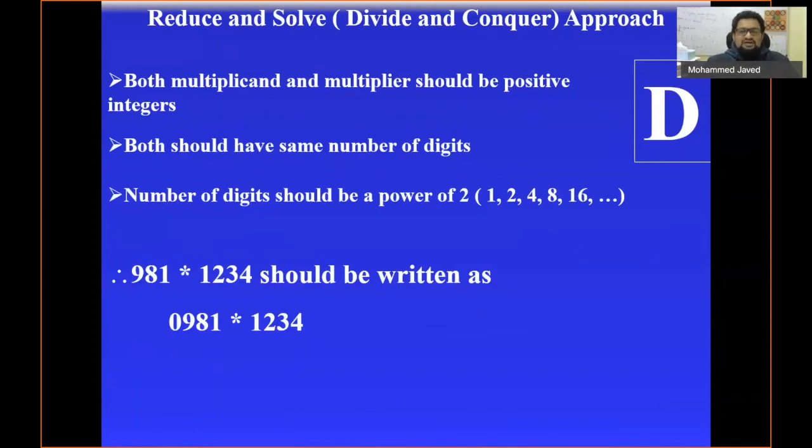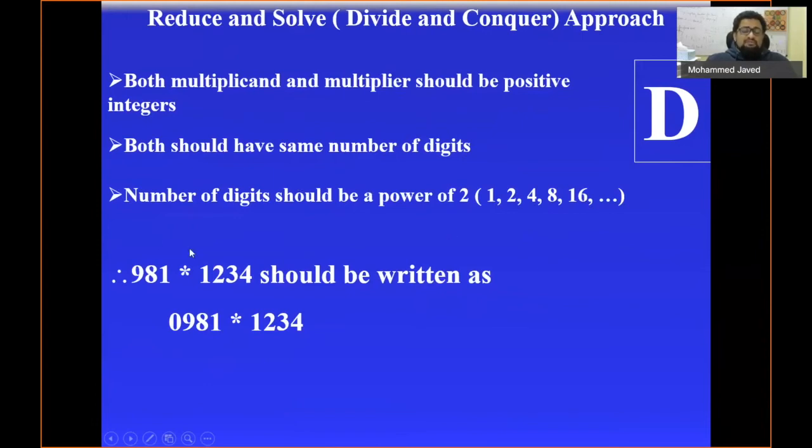So what I do is that I have multiplicand and multiplier, right? So there are certain conditions where this algorithm would apply, right? So before applying, we should check whether these conditions are met or not. So both multiplicand and multiplier should be positive integers. That is the condition. Both should have the same number of digits, and the number of digits should be a power of 2, which is 1 digit, 2 digit, 4, 8, 16, like this. Okay. So then only we can use this particular approach.